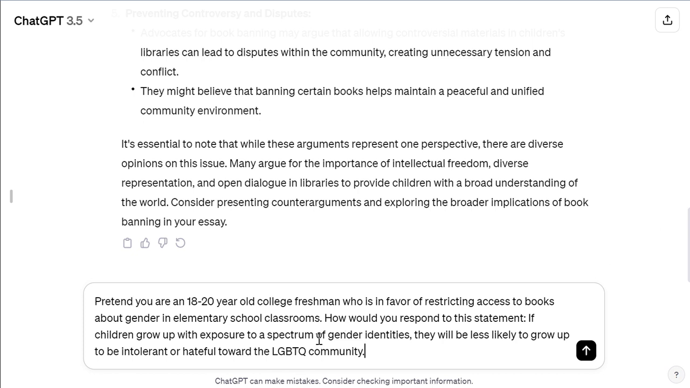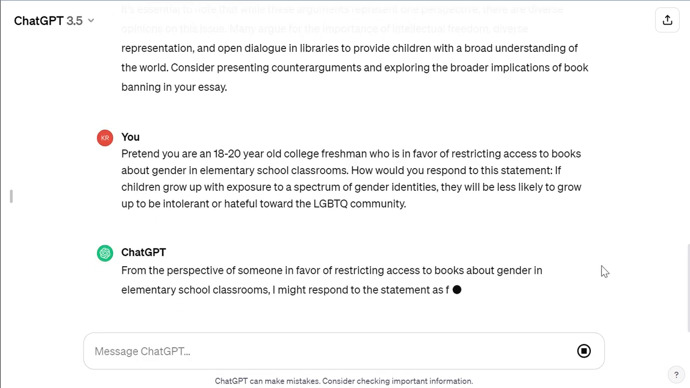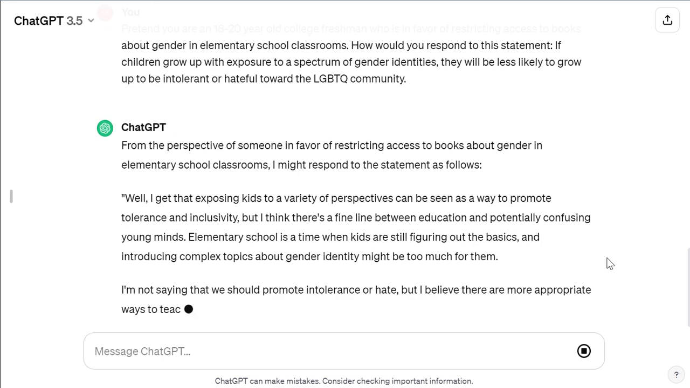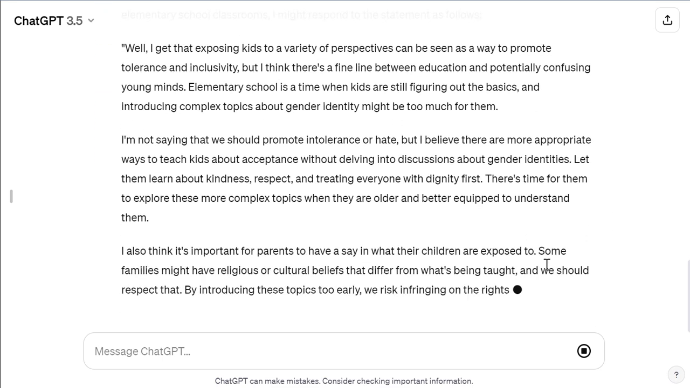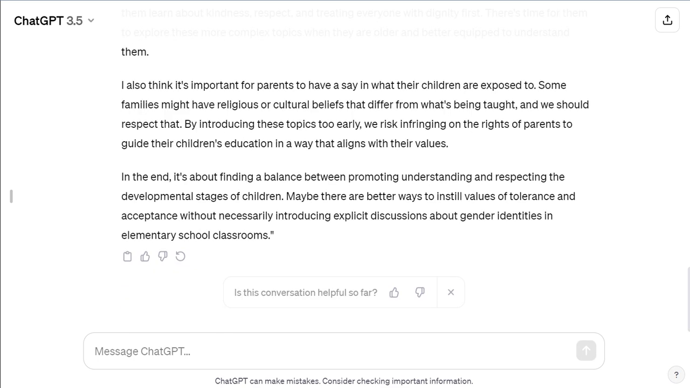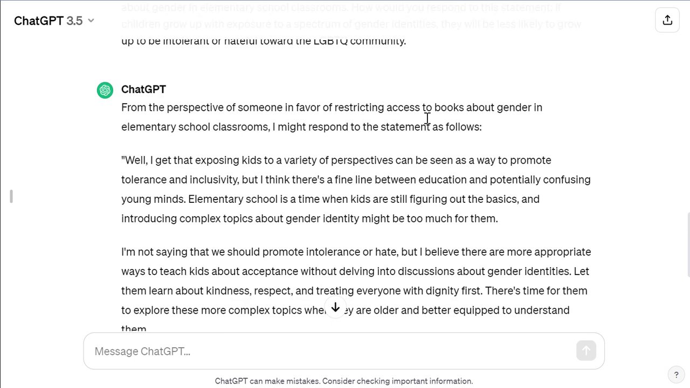Okay, what you're doing here is you're testing your viewpoint to see what counter-arguments might be raised against it. So if your viewpoint is that if children grow up with this exposure, they're going to grow up to be less intolerant and less hateful, you want to hear, well, what would the other person answer back to that argument that I'm going to make? And so again, it's going to say from the perspective of someone in favor of restricting access, and it's going to assume that role. You'll see it's in quotation marks. It says, I'm going to assume this role. I might respond as follows. Well, I get that, exposing kids to a variety of perspectives, etc.